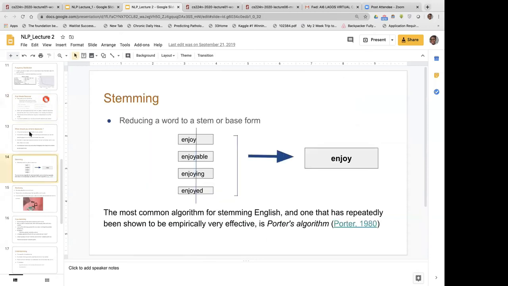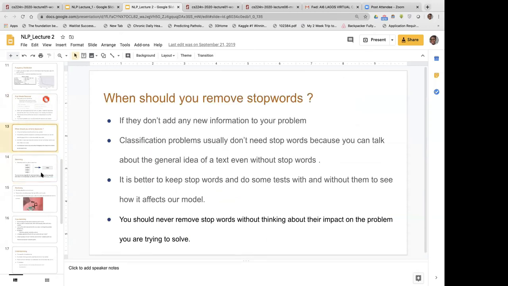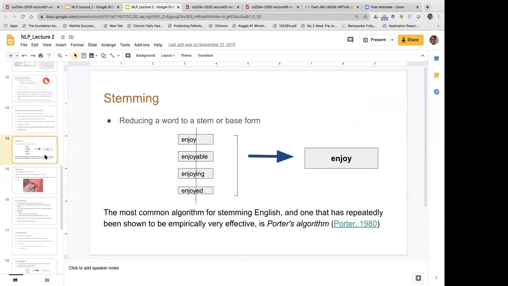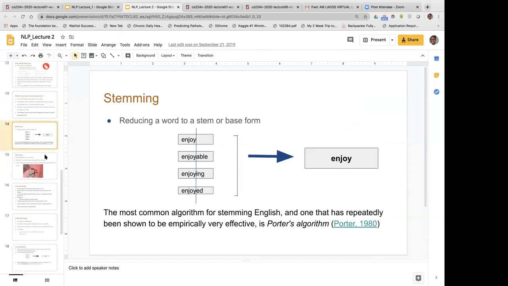There's also stemming. Stemming is reducing a word to its base form. Like I said before, text processing is very specific. It depends on whatever application you are using. There are some applications, for instance machine translation. In fact, in most recent applications, you really don't need some of all these preprocessing techniques.